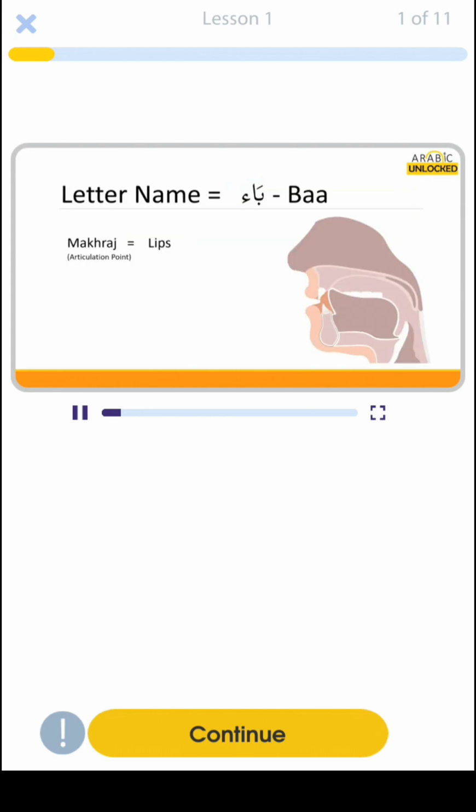We pronounce the letter Ba by building up pressure between the lips and then releasing the air suddenly. The sound B in the letter Ba is similar to the sound of the letter B in English, like in the word bat. The B sound in bat and the B sound in Ba are very similar. The way we identify the letter Ba and distinguish it from the other letters in its family is by the single dot beneath it.